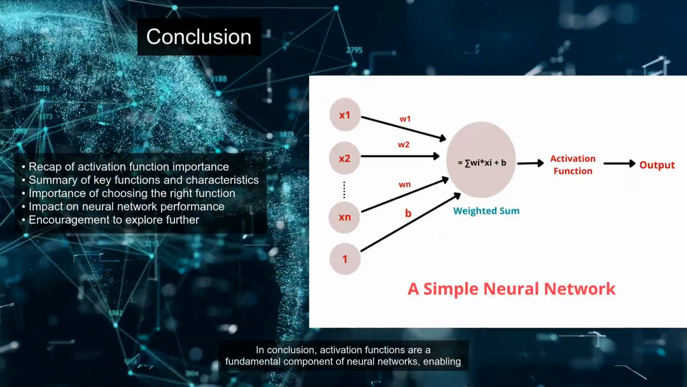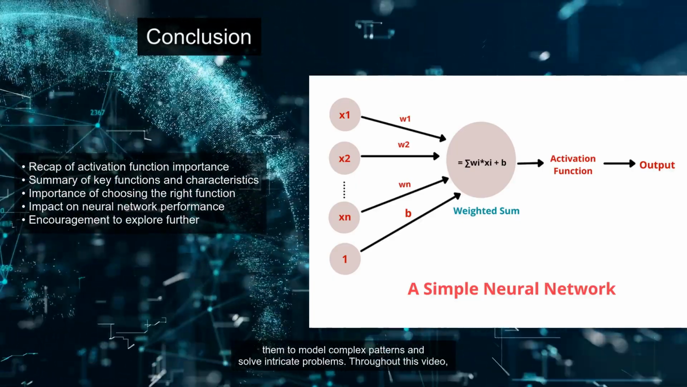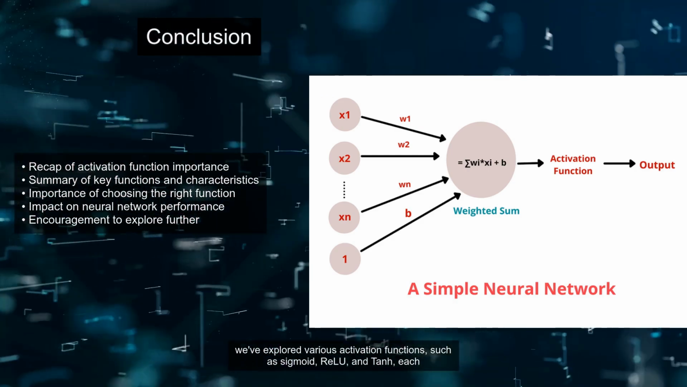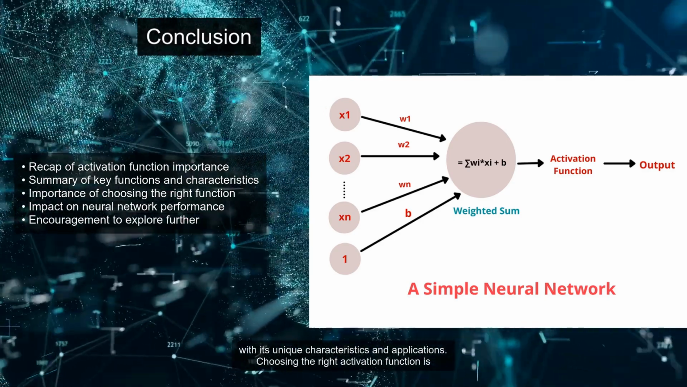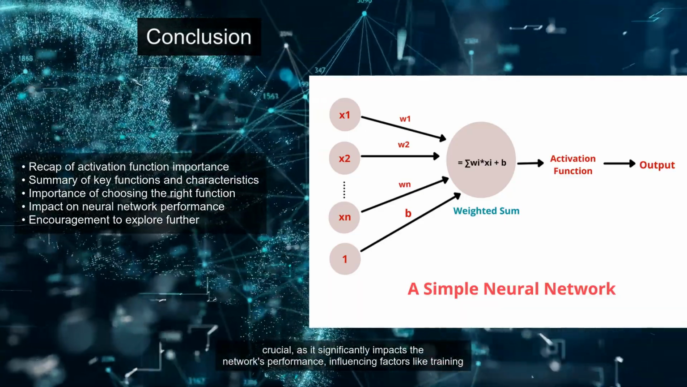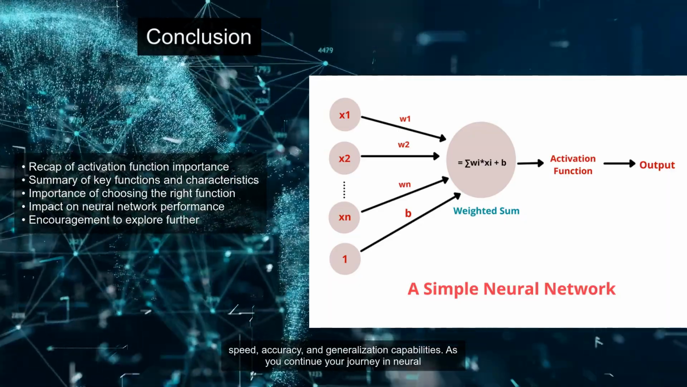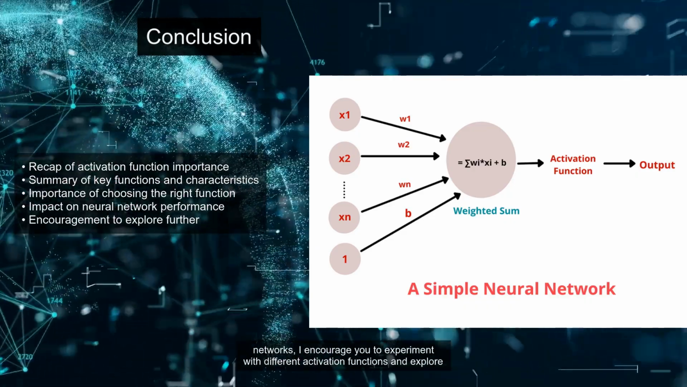In conclusion, activation functions are a fundamental component of neural networks, enabling them to model complex patterns and solve intricate problems. Throughout this video, we've explored various activation functions, such as Sigmoid, ReLU, and tanh, each with its unique characteristics and applications. Choosing the right activation function is crucial, as it significantly impacts the network's performance, influencing factors like training speed, accuracy, and generalization capabilities.